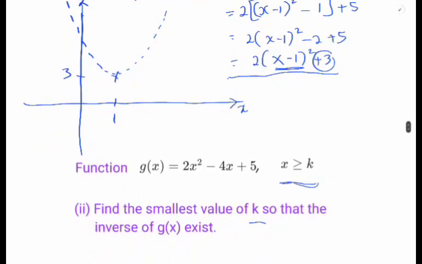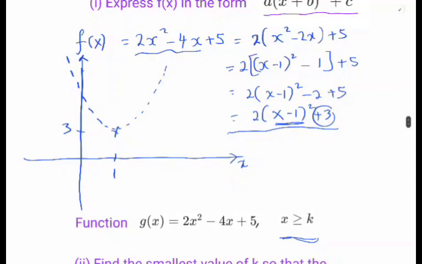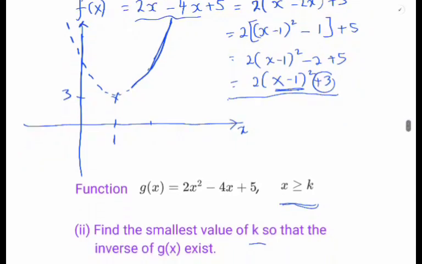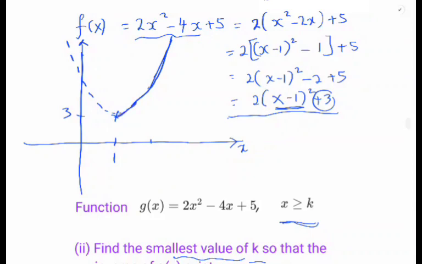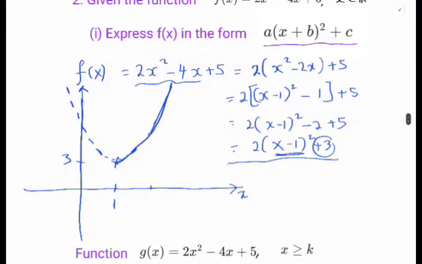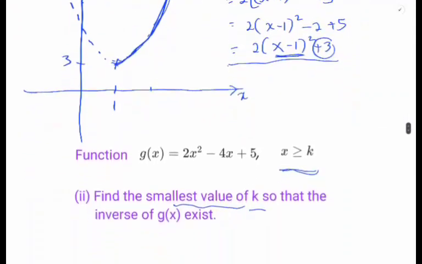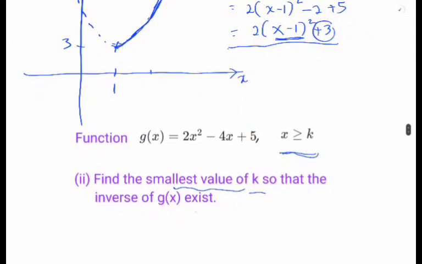But here x is bigger or equal to k. Now it's possible that k could be here. Then the graph will be something like this. This is still 1:1. Or it is possible that you can put a k here. But they are asking you the smallest value of k. So the smallest value of k means k can go down to 1 here. You cannot go somewhere here, because then this is not a one-to-one function. So the inverse will not exist. So it's only this type. That means k equals 1. So here your answer is k equals 1. Okay, that's all.